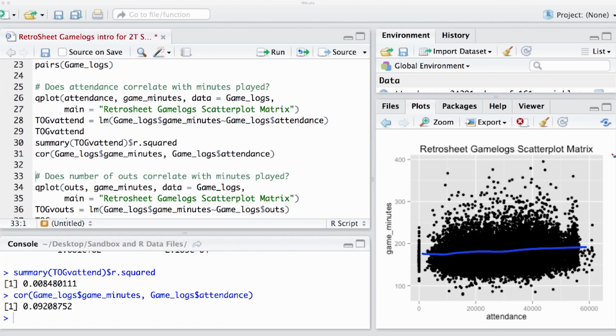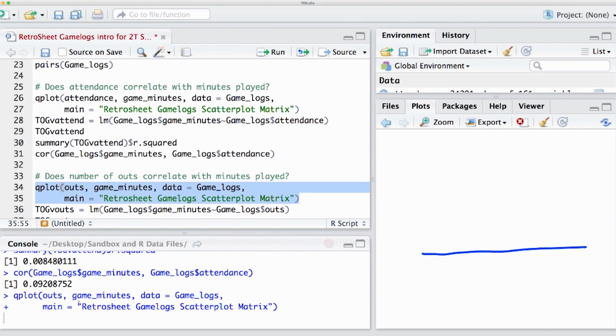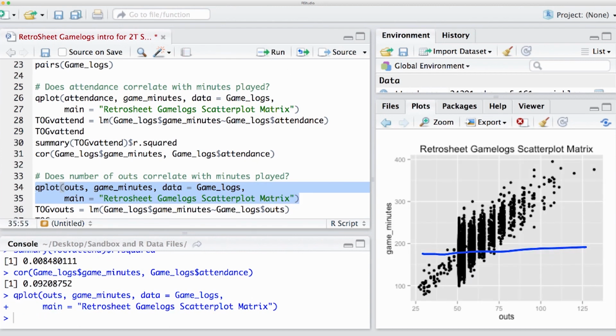In contrast, we can look at another plot and another set of data. And the question we're asking here is, does the number of outs correlate with the minutes played? Again, we're going to run a quick plot from ggplot2. Because it's over 2 lines, we're going to select both statements and run it. That ran. And here is the plot we saw earlier from the game logs scatter plot matrix.